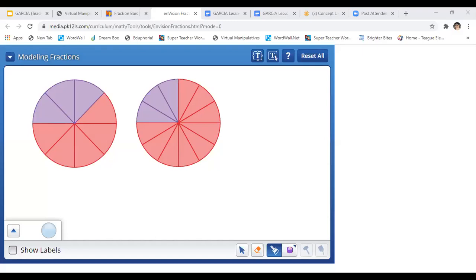Now, could I write this in a different way that would still be true about how much the boys ate and the girls ate? How would you write it? Pause the video and write this comparison statement in a different way that would still be true. So pause it, and when you're ready, press play.